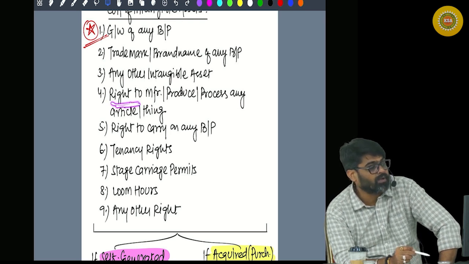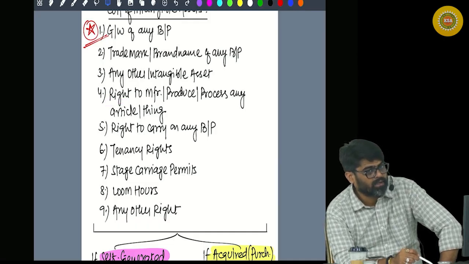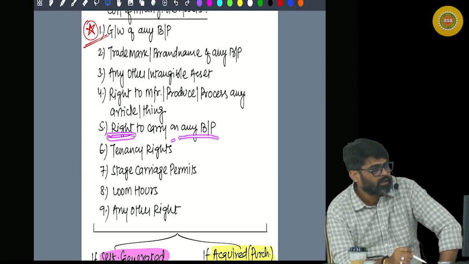Now, after that, the fourth is right. Now they are talking about different types of rights. Which right? Right to manufacture, produce or process any article. Right to manufacture, yes or no? Second one, right to carry on any business or profession.